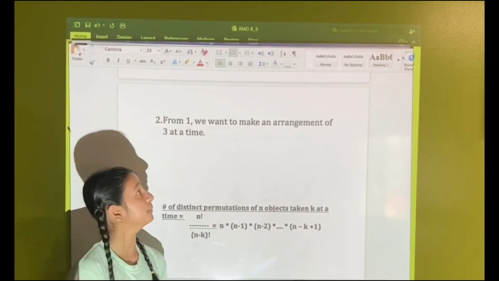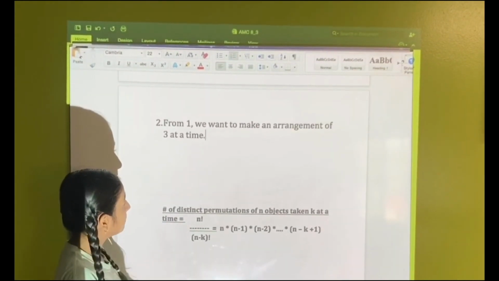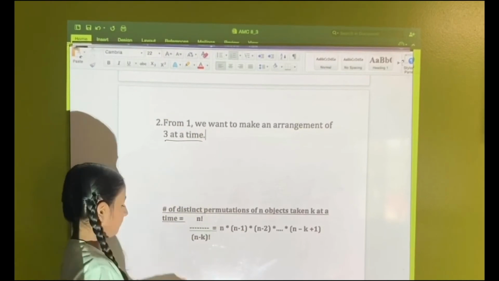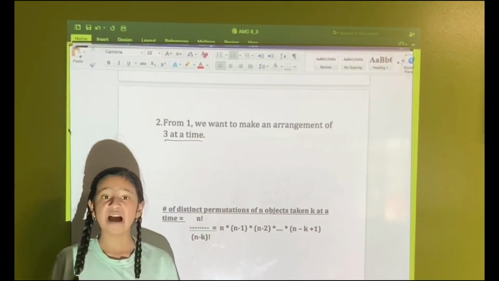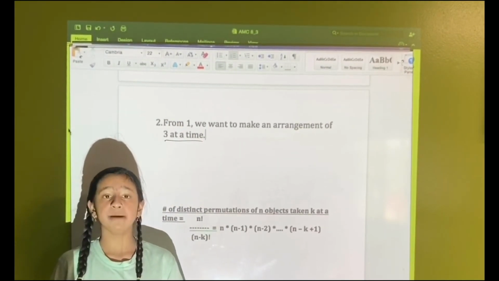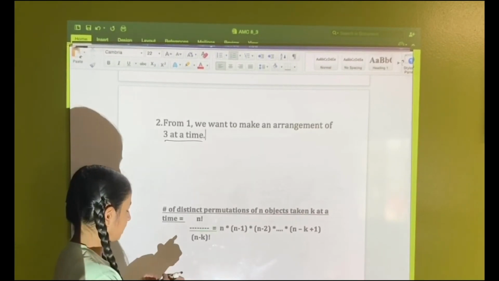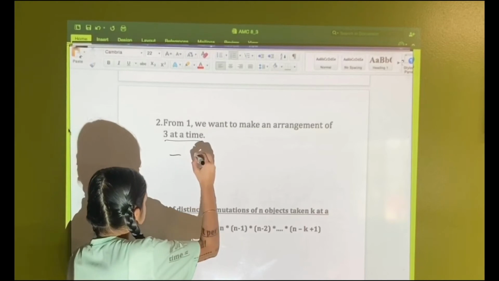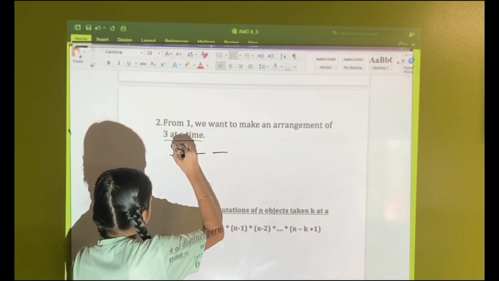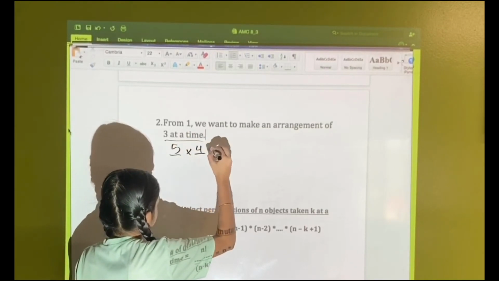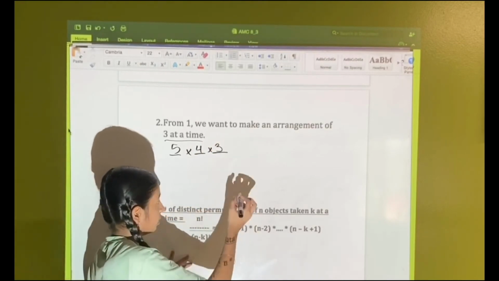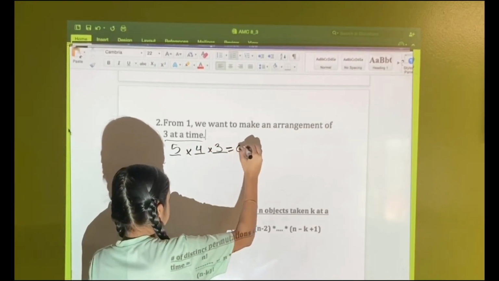Another practice problem. From the previous one, we want to make an arrangement of 3 at a time. So if you remember, we have 5 people, but we want to make arrangements of 3 at a time. So we have 3 slots. We can still have 5 for the first one, then 4, then 3. You're just not including all the people. This is equal to 60.